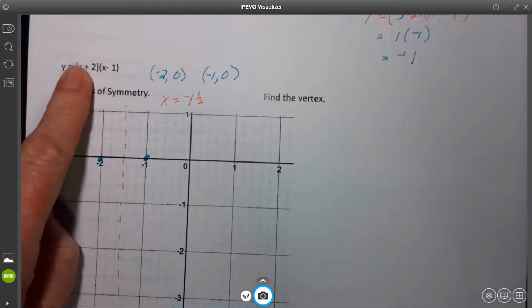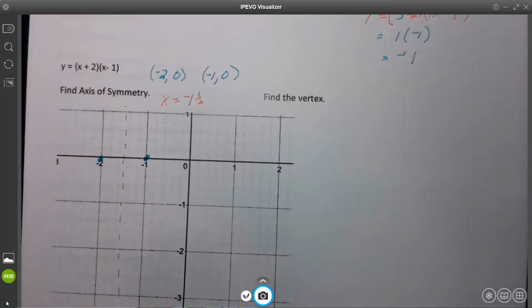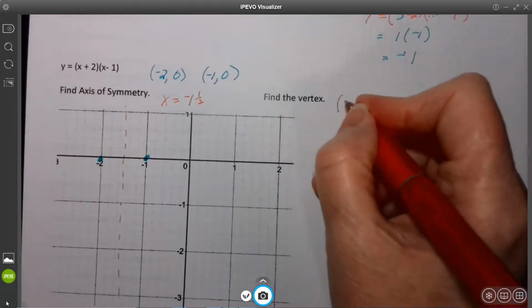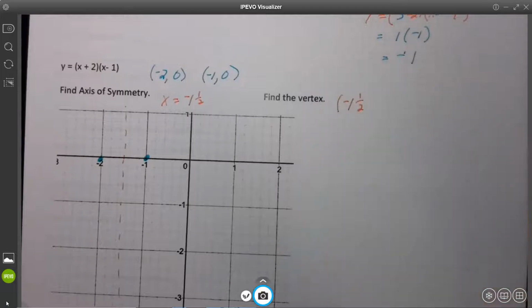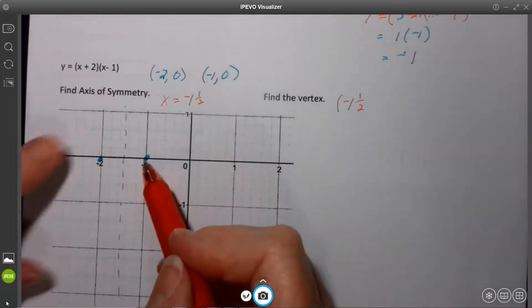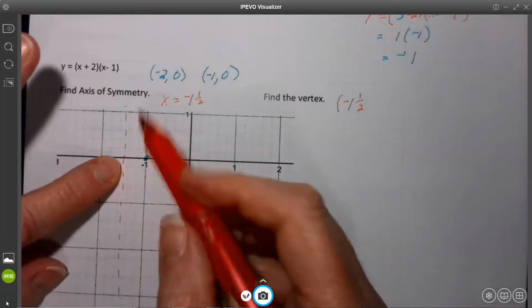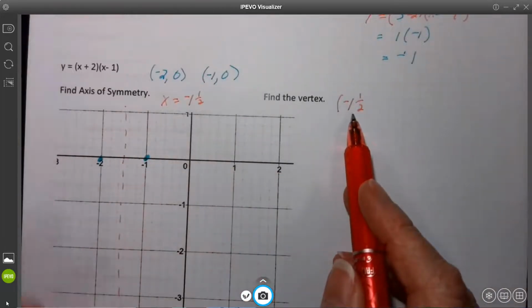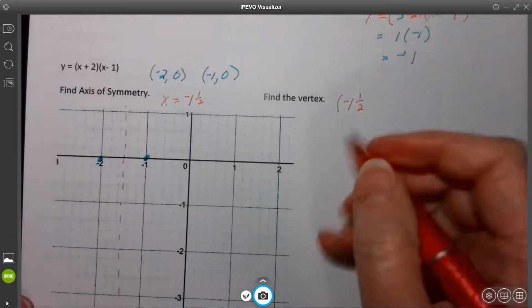Okay. This one's opening up. I made them all open up. So let's find the vertex. So far, we know the x-coordinate of the vertex is negative 1 and 1/2. Okay, see everything that I did: halfway in between my x-intercepts is my axis of symmetry. It's also the x-coordinate of my vertex. So now I'm going to take that and plug it in.